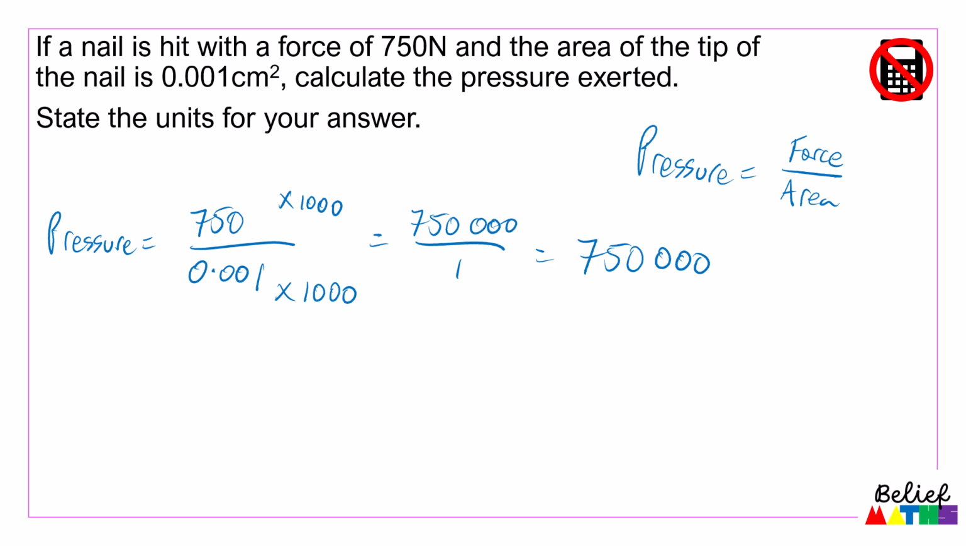Now we need to figure out our units. Remember if we go back and put our units back in, this was newtons and this was centimeters squared. So we've just done newtons divided by centimeters squared, and that's how we can work out our units. And that works for any compound measure. So the answer here is 750,000 newtons per centimeter squared.